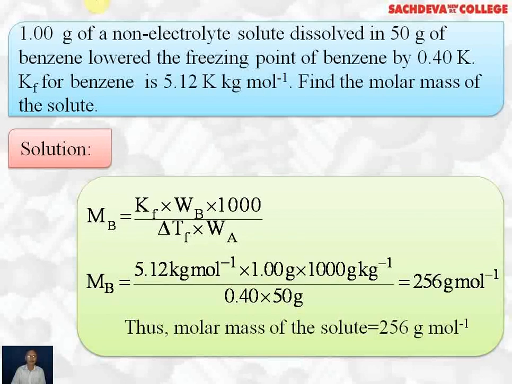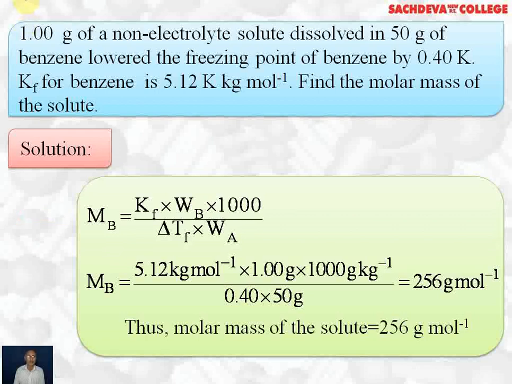Now the solution to this problem is MB. We have to calculate that molecular mass of solute, which is equal to Kf. Kf is cryoscopy constant or molar freezing depression constant. Wb is mass of solute into 1000 divided by delta Tf. Delta Tf is depression in freezing point and Wa is mass of solvent.